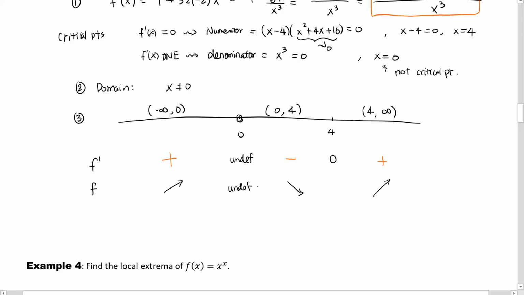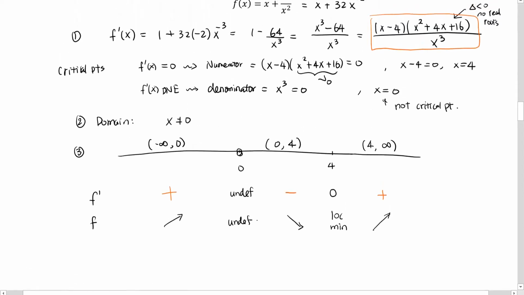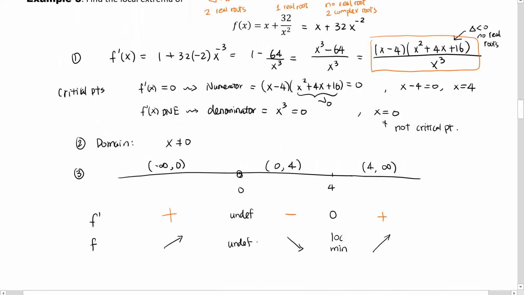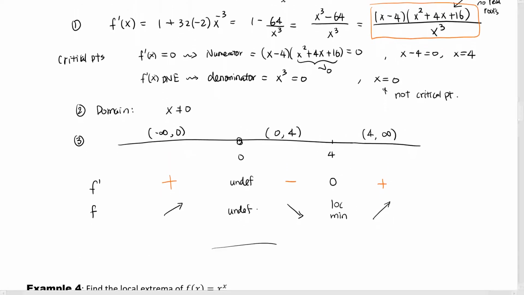So that's why here, decrease and increase, what is this guy? Local min. We have a local min here. Okay, but this point has neither a local min nor a local max, because our function at 0 is not defined. So you kind of expect something like an asymptote over there.